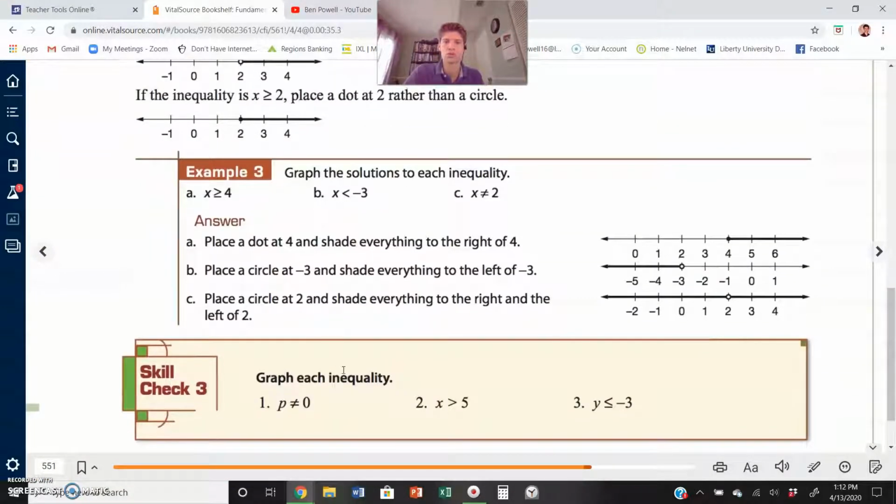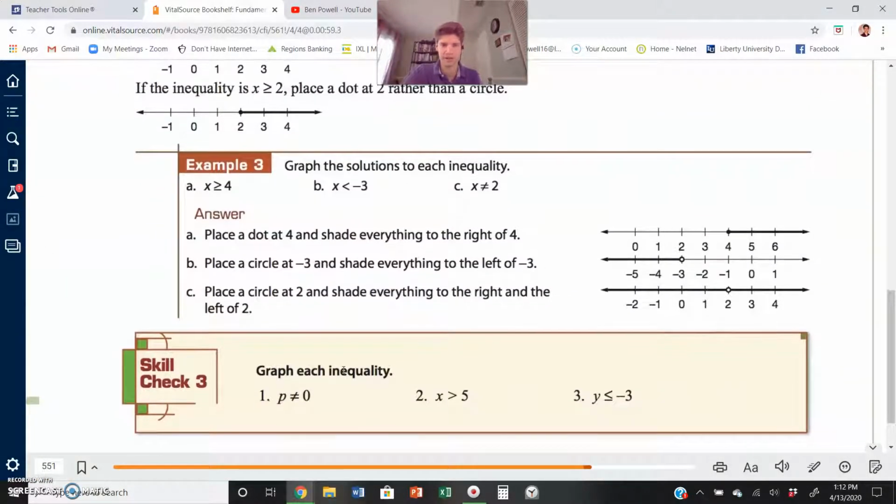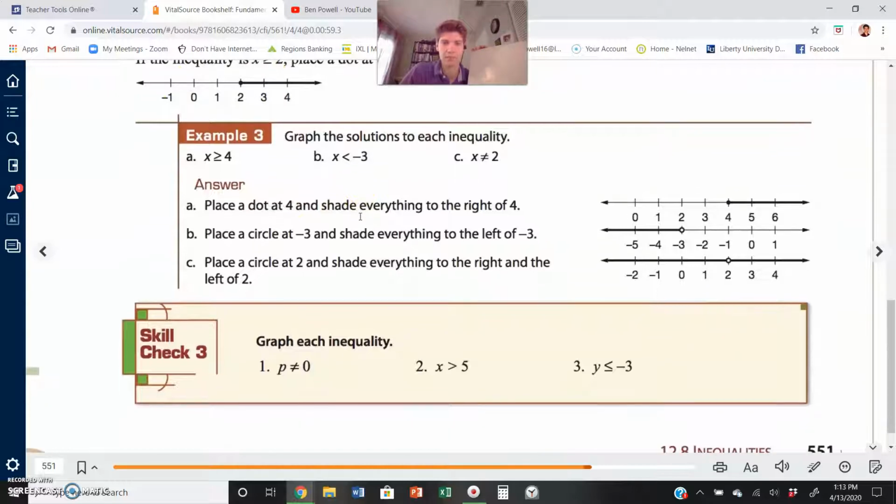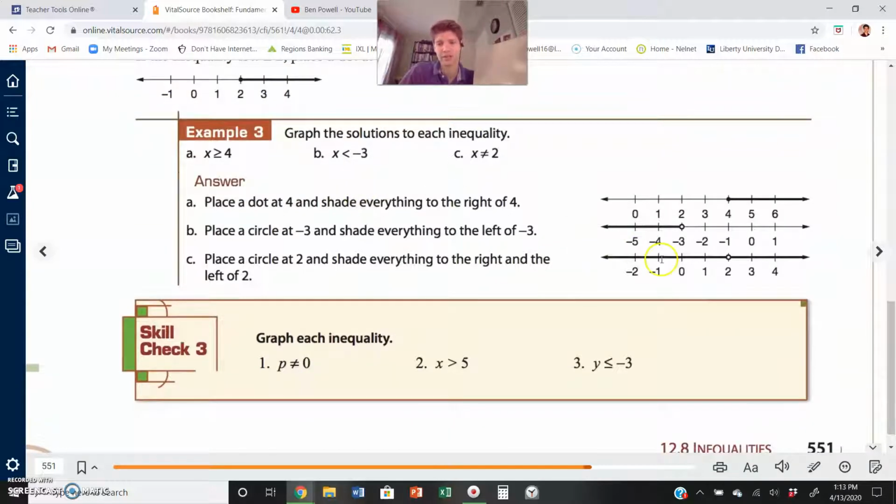Last one is graph. How do we graph? We always graph on a number line like you see here. Now I'm going to show you how I want to graph. It's a lot easier than what we see here. So let's graph letter A. We have x is greater than or equal to 4.